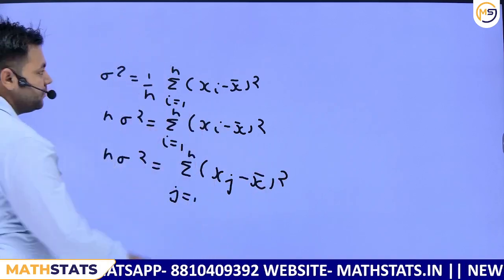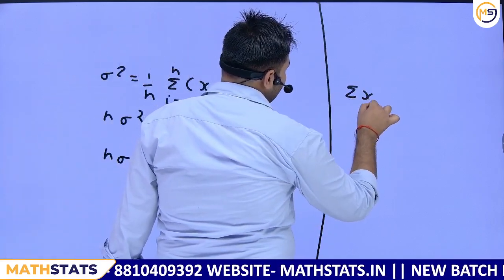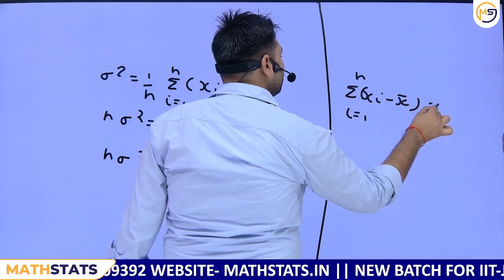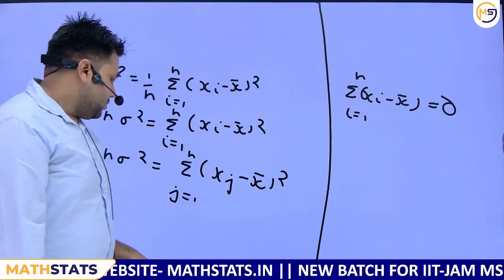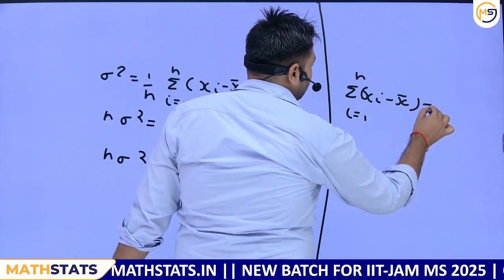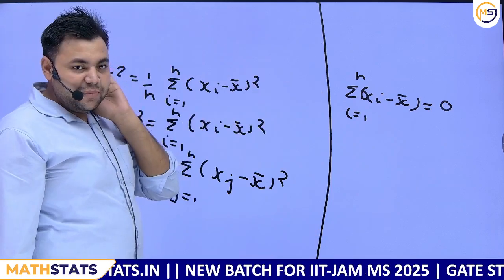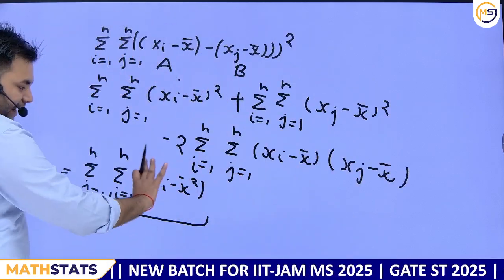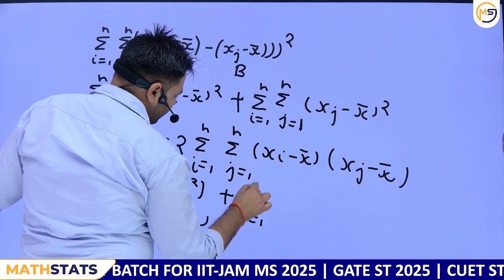Any problem? Remember one thing here also: summation of (xi minus x bar), i equal to 1 to n, is equal to 0, because this is the deviation from the mean, and the algebraic sum of deviations from the mean is 0. So now you can apply this property here. Write this quantity, and here you also write this quantity.